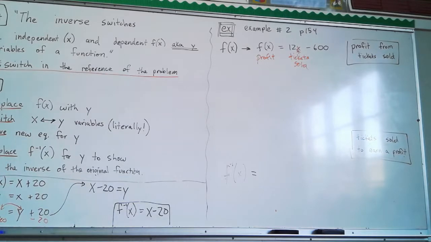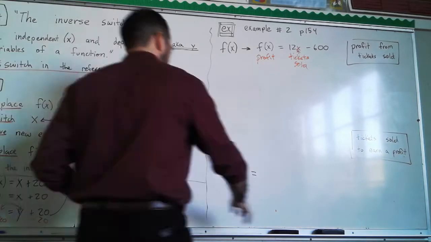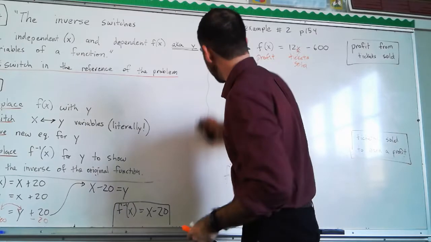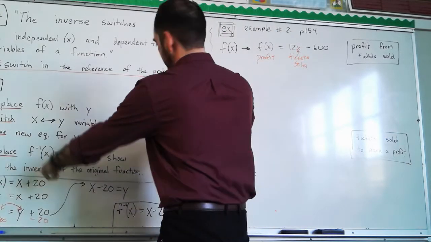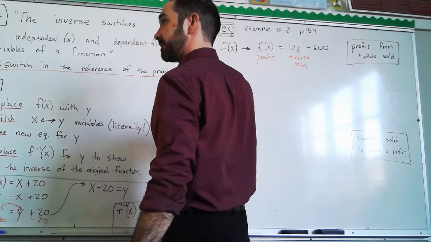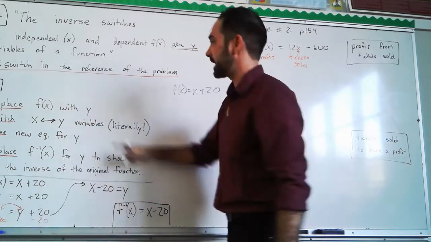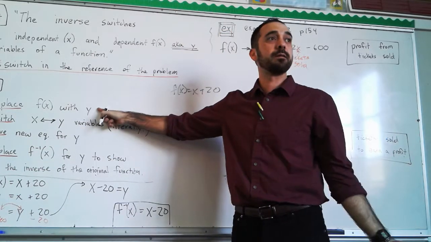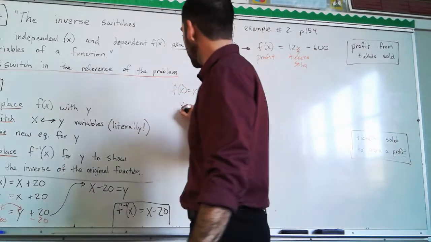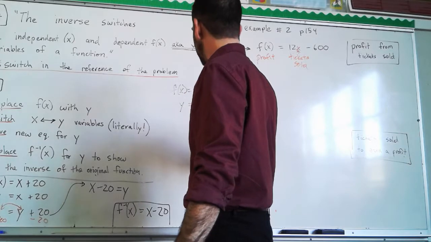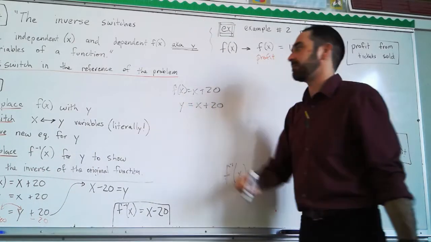We're going to replace f of x with y. So I'm actually going to redo this problem over here where it's a little easier to see. So here's the work I'd want to see. I'm going to take this example, f of x is equal to x plus 20. First step, replace f of x with y. Okay, we know those are the same, so nothing really magical happened here. f of x is the same as y, I just placed it there instead.